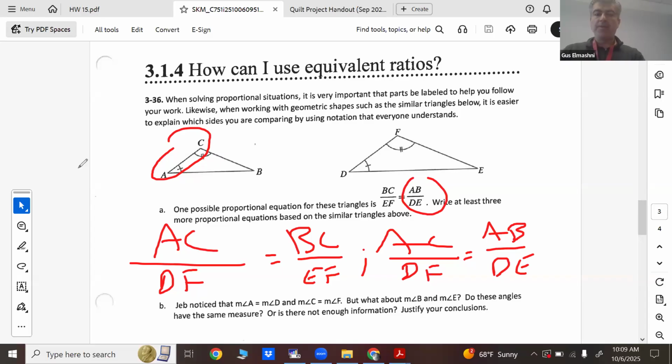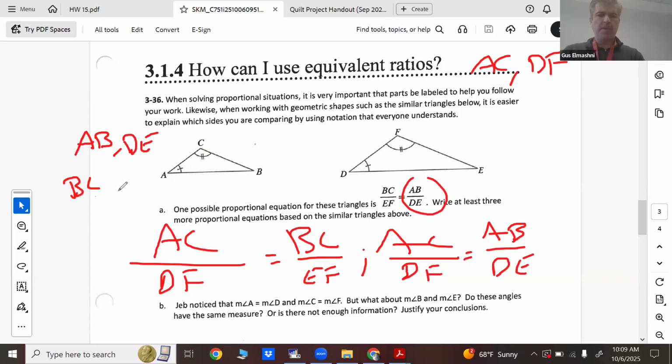So we have 3 pairs of corresponding sides, right? Where are my pairs? AC and DF go together, right? What does AB go with? AB goes with DE. What does BC go with? EF, totally. So if AC goes with DF, AB goes with DE, you can make all those ratios and all these different equations with that. Instead of write at least 3 more, I wrote 2 more.